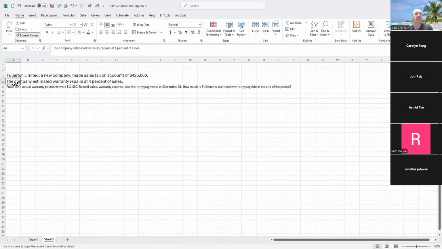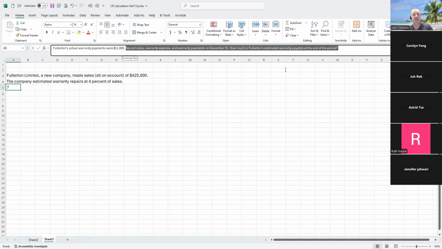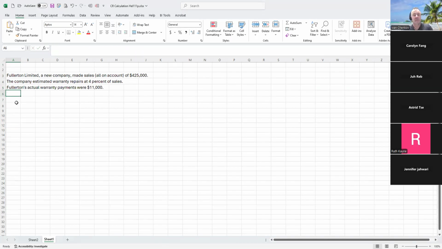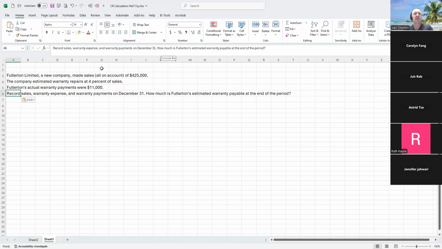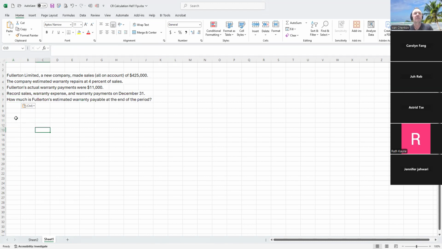So what we need to do is record the sales and warranty expenses, and calculate how much the warranty is at the end of the period. Any suggestions? T-chart? Yes. Any suggestions? How are we going to start?